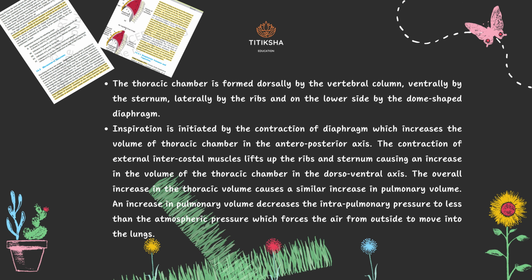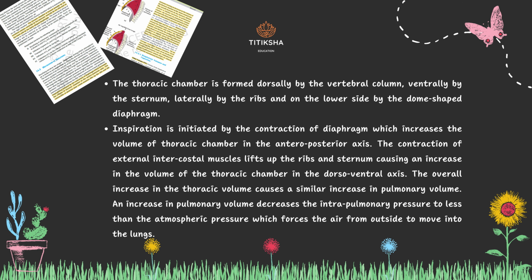The thoracic chamber is formed dorsally by the vertebral column, ventrally by the sternum, laterally by the ribs, and on the lower side by the dome-shaped diaphragm. Inspiration is initiated by the contraction of the diaphragm, which increases the volume of the thoracic chamber in the anteroposterior axis. The contraction of external intercostal muscles lifts up the ribs and sternum, causing an increase in the volume of the thoracic chamber in the dorsoventral axis.